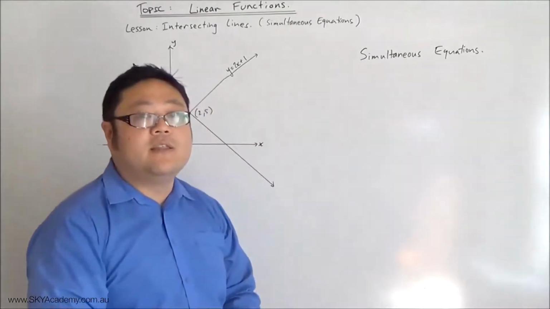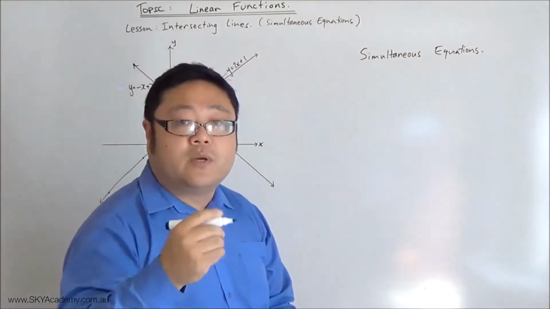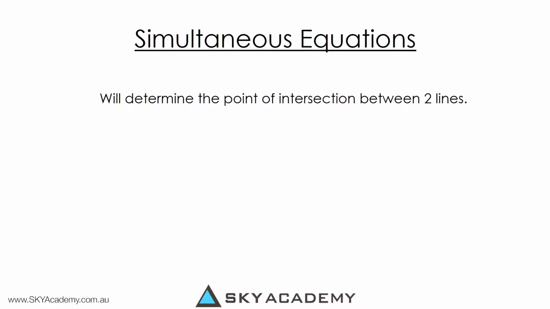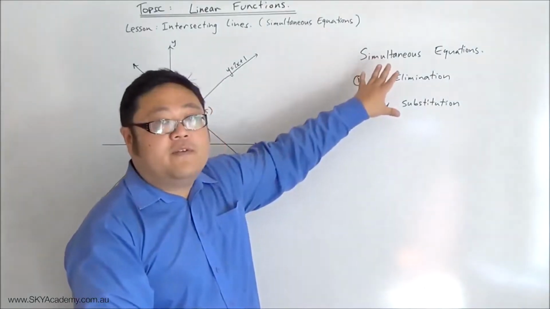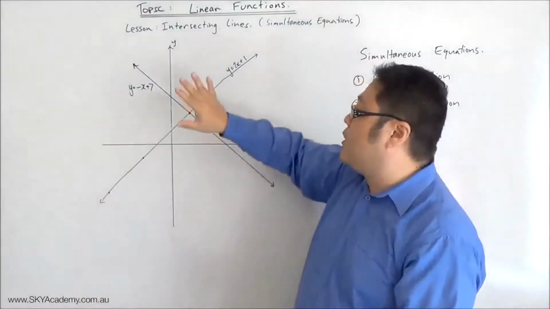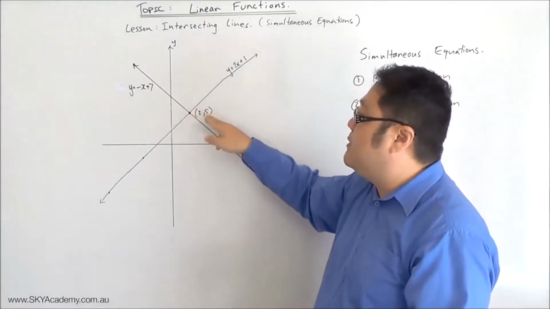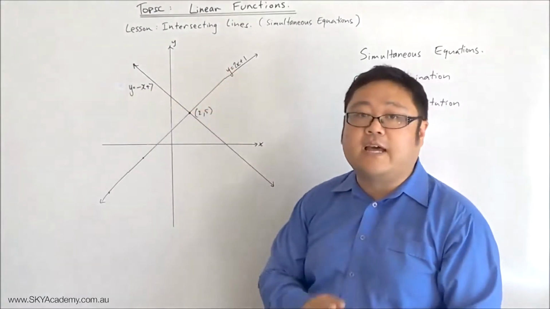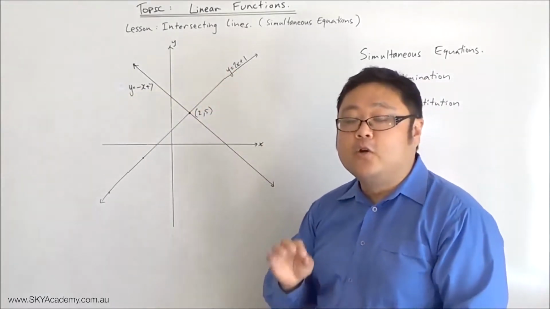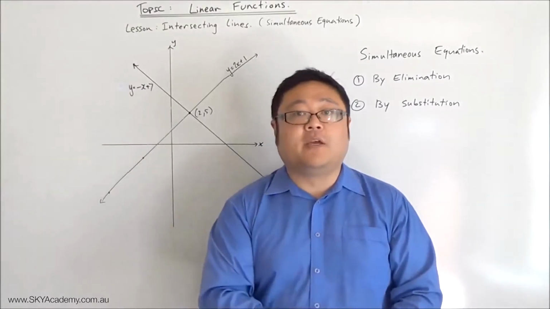There are two ways of solving simultaneous equations, which we'll look at in future episodes. The first way is called elimination, the second way is called substitution. I just want you to know that for the time being. I also want you to know the concept that the point of intersection is going to be a point that satisfies both one equation and the other equation at the same time. Cool.